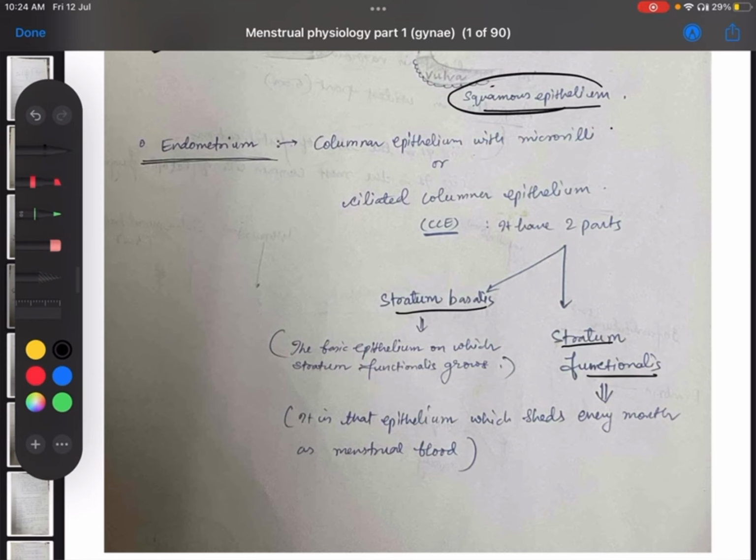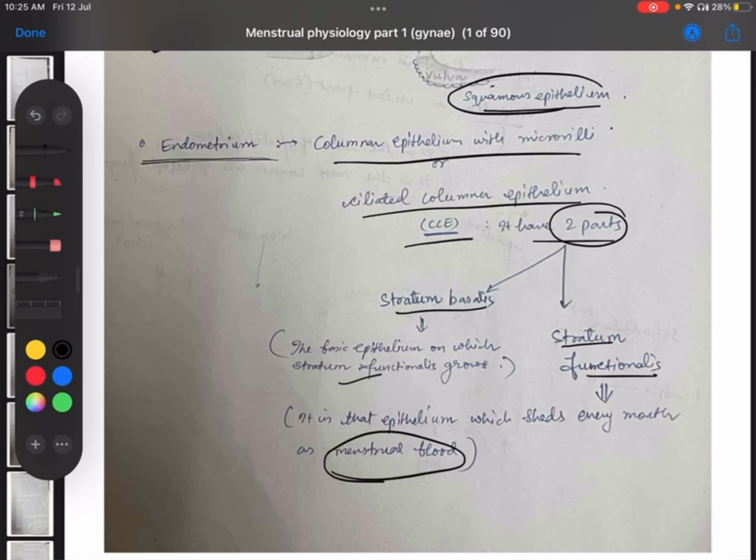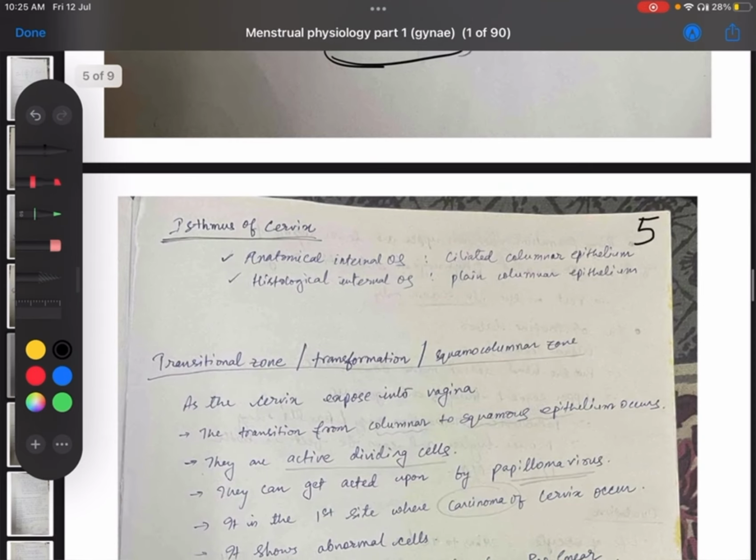Now, endometrium. Endometrium is made up of columnar epithelium with microvilli or ciliated columnar epithelium. Just now we studied that it's being continued from the oviduct. It has two parts. What are those? Stratum basalis and stratum functionalis. Stratum basalis is the basic layer on which the stratum functionalis grows. And what is stratum functionalis? It is that part of the endometrium which gets shed every month. That is the menstrual blood.